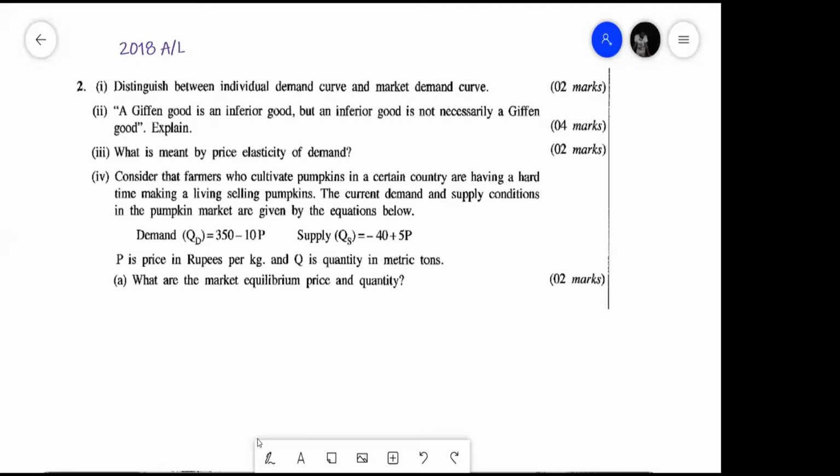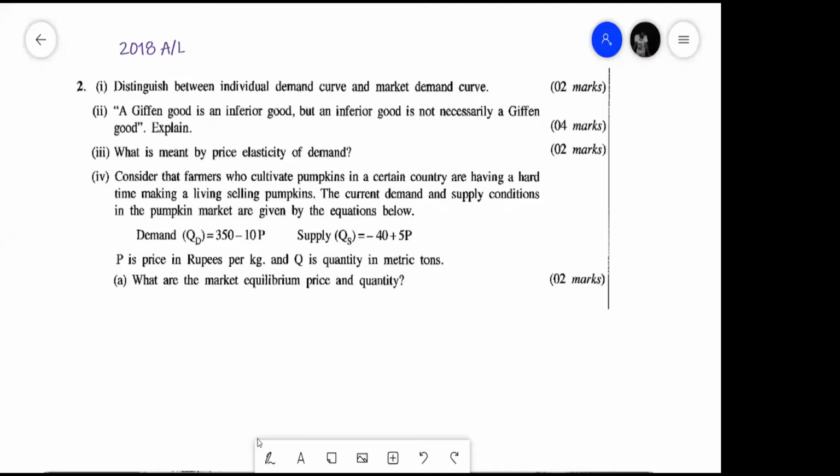Market demand has one additional determinant compared to individual demand. Exactly, the number of buyers. So you can say in market demand, the additional component is the number of buyers. Even though it's just a 2-mark question, you don't have to write pages and pages. A small thing like that is fine.